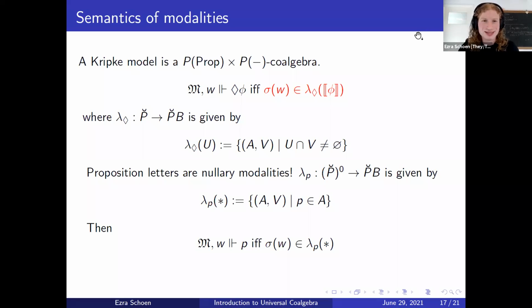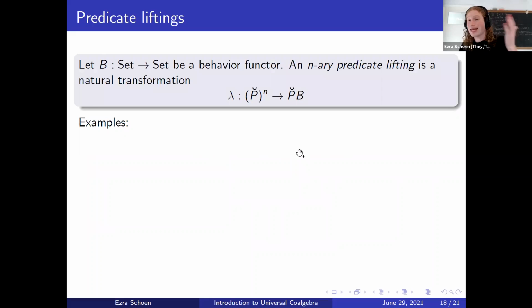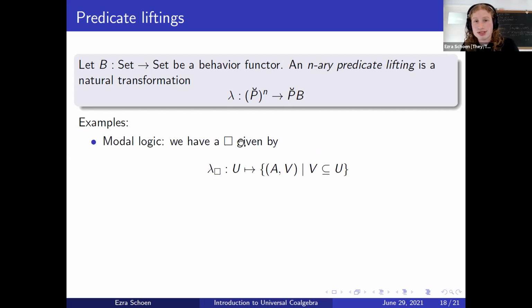So let's go to the next slide, because there I just say that you can have n-ary predicate liftings, which is just a natural transformation from the nth power of the contravariant power set functor to the set of propositions on possible unfoldings. We've seen examples of nullary liftings and the unary lifting before. In fact, in modal logic you also have a box operator, and that's also given by a unary predicate lifting.